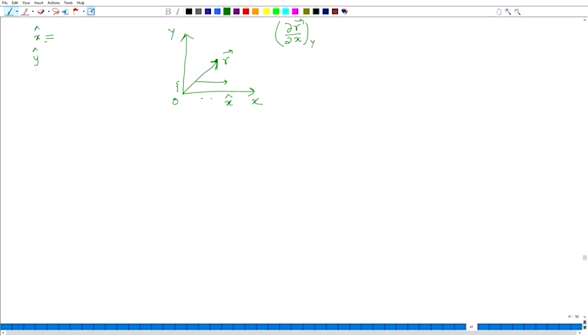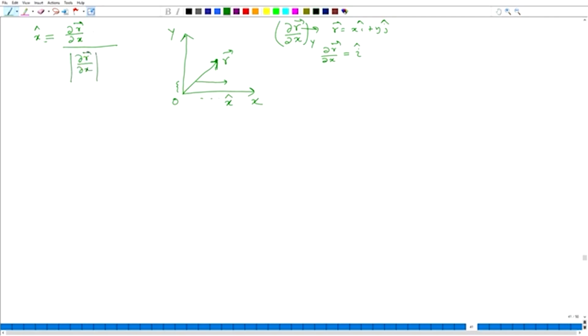Now, if we do that, what is the definition of r? r is x i cap plus y j cap. What is del r del x then? This is simply i cap. I want to write this x cap properly before coming to y cap. x cap is del r del x divided by the modulus of del r del x.